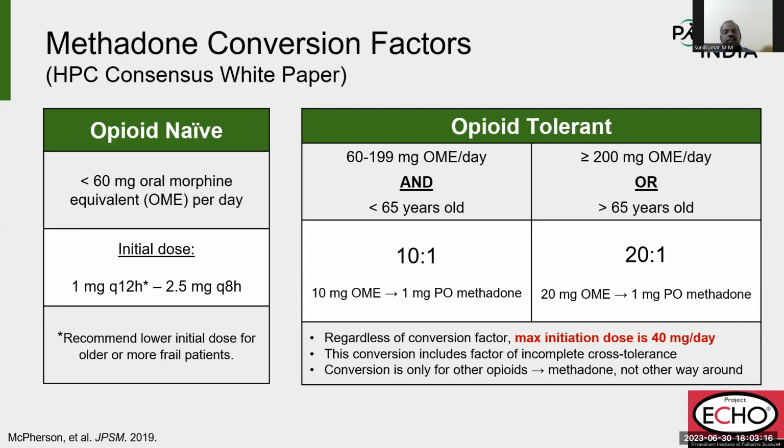Suppose the patient is taking 100 milligram of oral morphine equivalent. So the equivalent methadone would be 100 divided by 10, that is 10 milligram. And the next one, if the patient is taking more than or equal to 200 milligram of oral morphine equivalent per day, or if the patient is more than 65 years old, the conversion ratio is 20:1. So this is very simple to remember, but the previous one which I showed you in the beginning is very complicated. Okay, so please keep it in your mind.